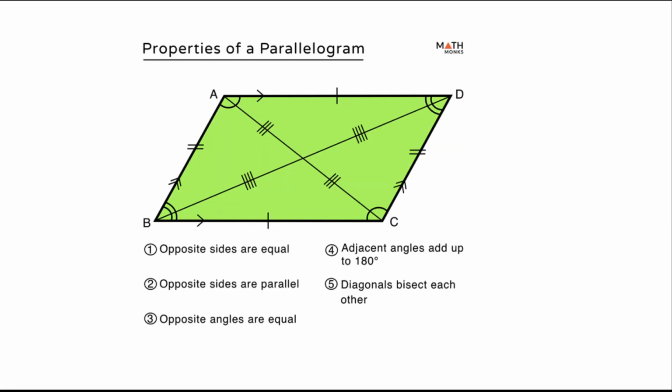Okay, so properties of a parallelogram. The adjacent angles add to 180 and the diagonals bisect each other. So A and C are congruent angles. B and D are congruent. Also, A and B are a linear pair. They add to 180. B and C are a linear pair. They add to 180. C and D add to 180. And D and A add to 180.